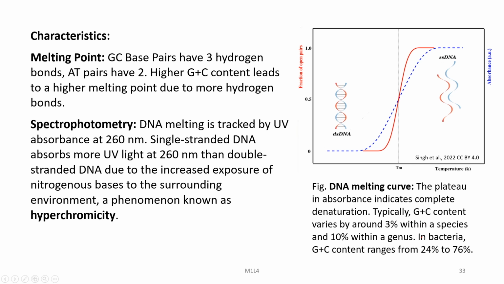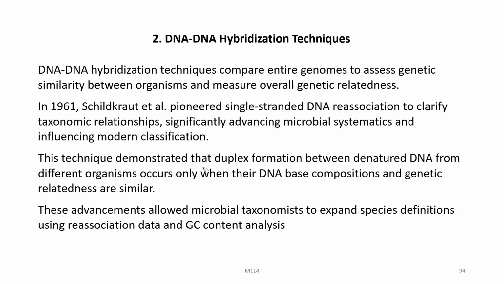Typically, GC content varies by around 3% within a species and 10% within a genus. In bacteria, G plus C content ranges from 24% to 76%. This graph will always be influenced by the G plus C content, as we have mentioned, due to the greater number of hydrogen bonds. If the GC content is higher, the curve will shift towards the right.